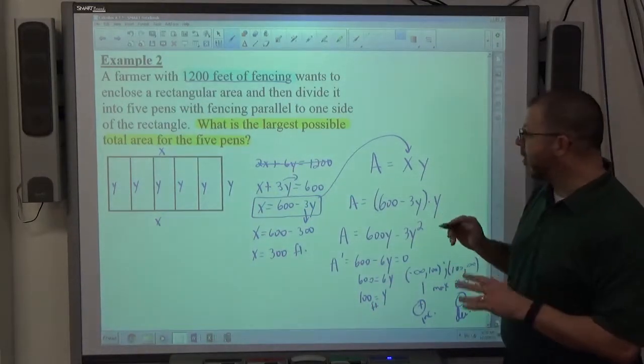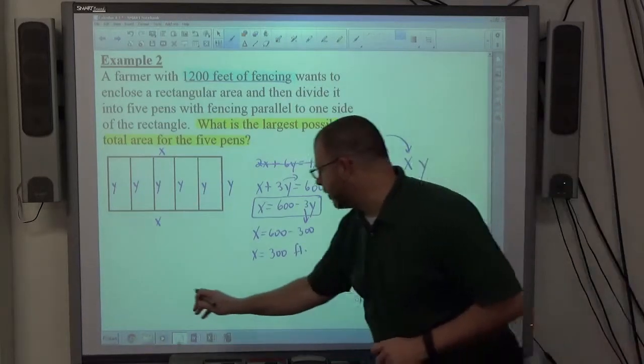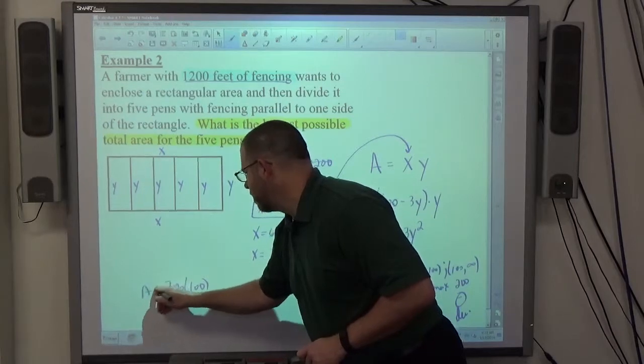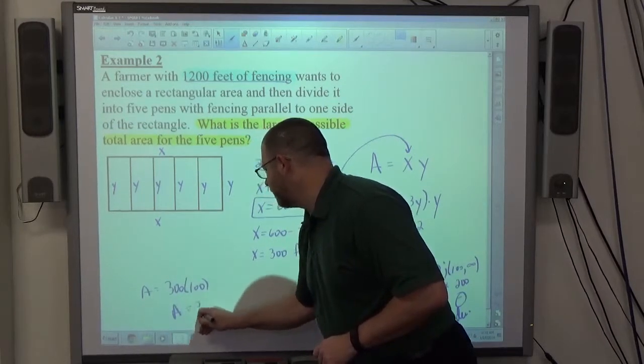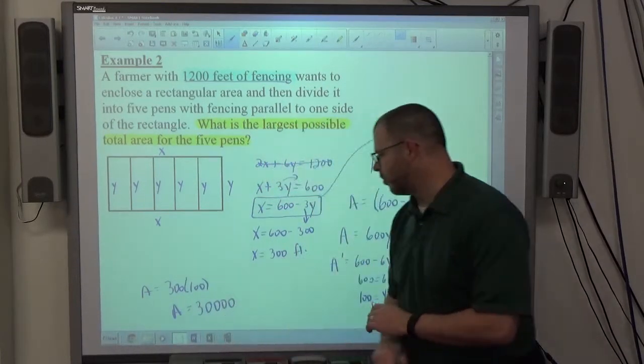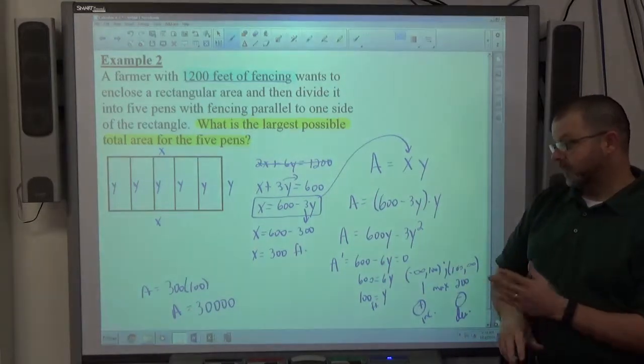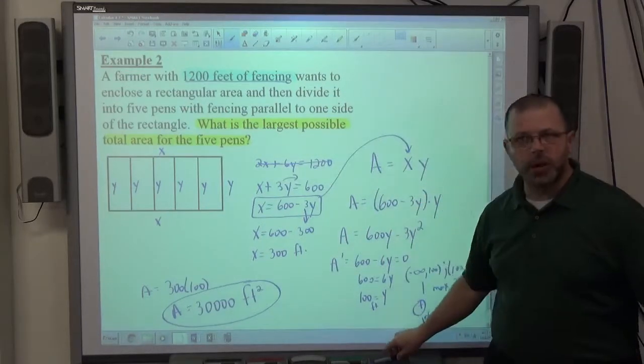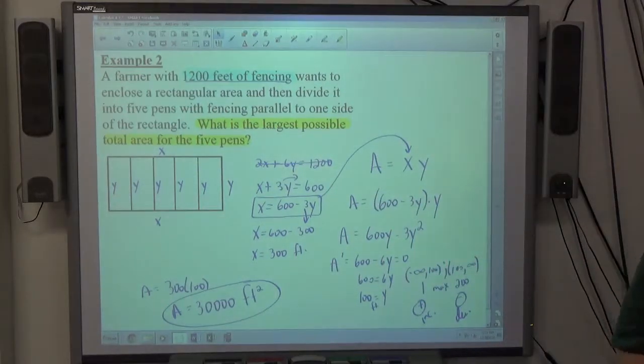The area, though, is just x times y, so if we do 300 times 100, we get the area to be 30,000, right? What unit goes on that? Feet squared. Feet squared, very good. So area is going to be square units. So that answers the question they're asking. And again, that's kind of what you need to look at each time. And that is an optimization problem.